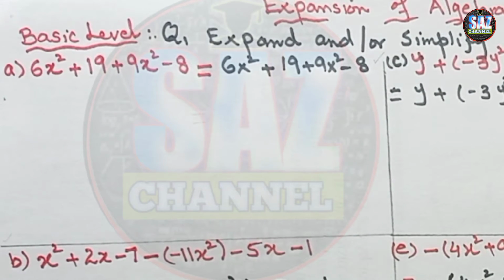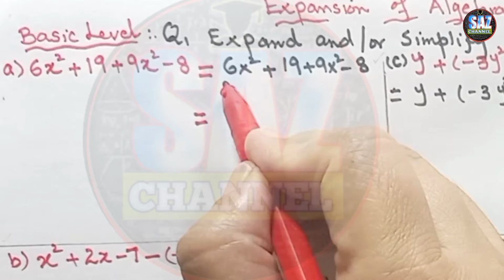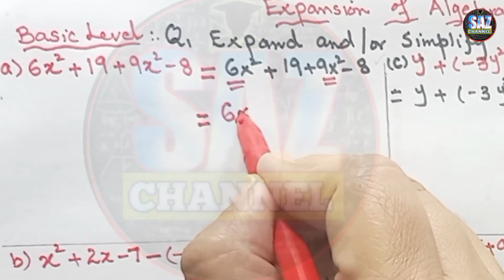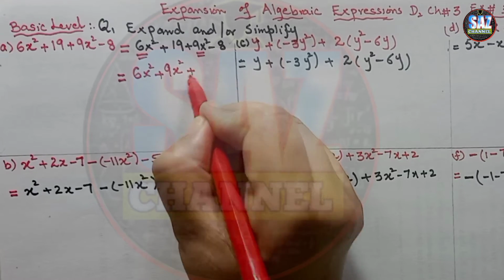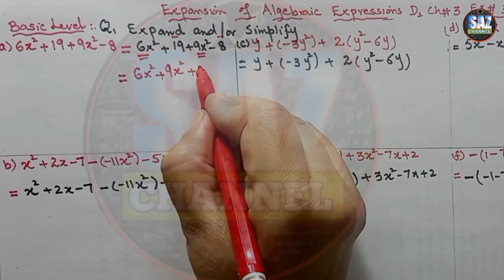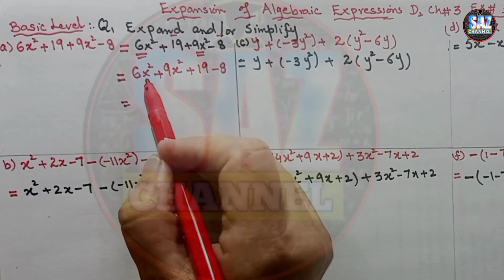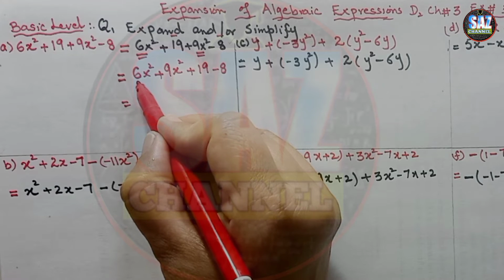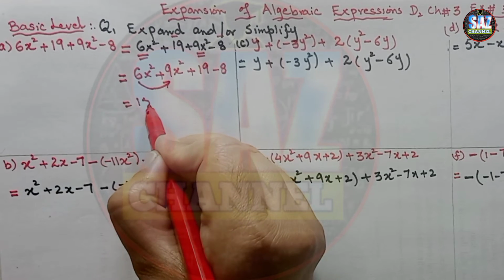Now we can see that the question is not containing any parentheses or brackets, so we just have to simplify this. If we look at 6x square and 9x square, these are like terms, so we will write them next to each other: 6x square plus 9x square plus 19 and 8, which are like terms, so we write them closer to each other. Now 6x square and 9x square are like terms, and we have the positive sign in between them, so we add up the coefficients: 6 plus 9, 9 plus 1, 10, plus 5, 15, 15x square.